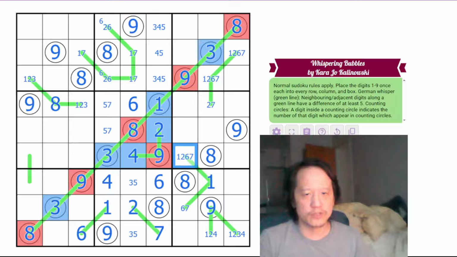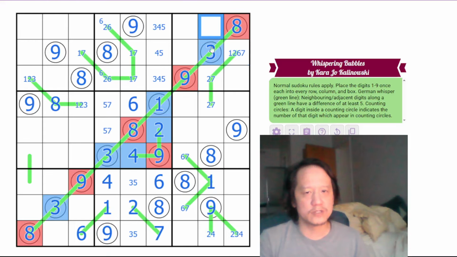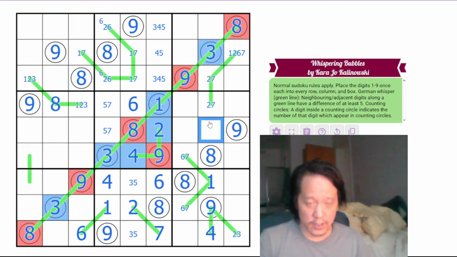So this is 1, which is next to 6 or 7 on a Whisper 5 line. That 1 eliminates 1 here. So this is 2, 4 as a pair. This one eliminates 1 here. This can't be 6 because it has to be next to 1 on a Whisper 5 line. So this is a 2, 7 pair, which eliminates 2 and 7 in the rest of the column. This can't be 2, it's 4. So 4 cannot be here anymore. Remaining digits in column 8 have to be 5 and 6.